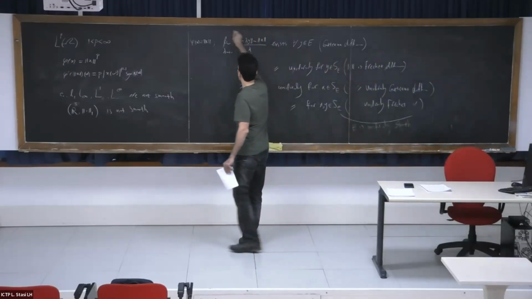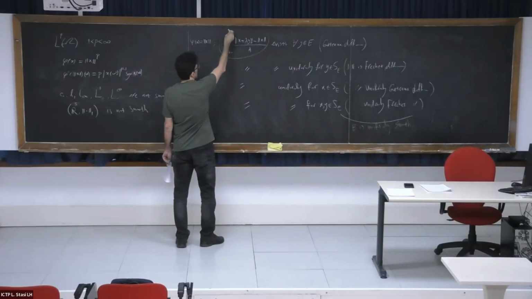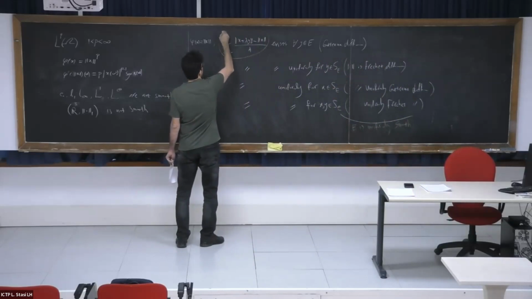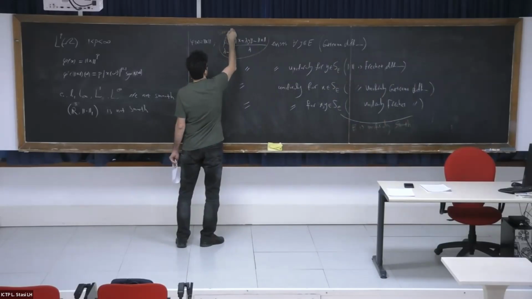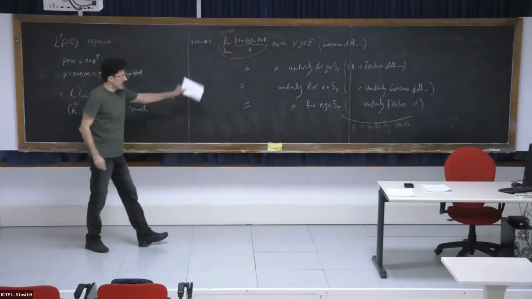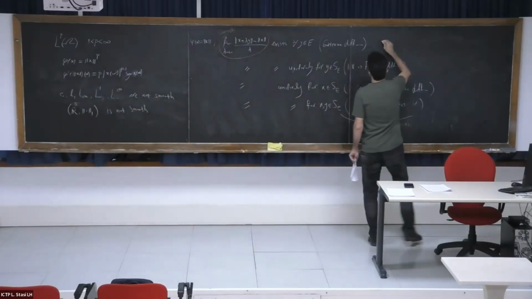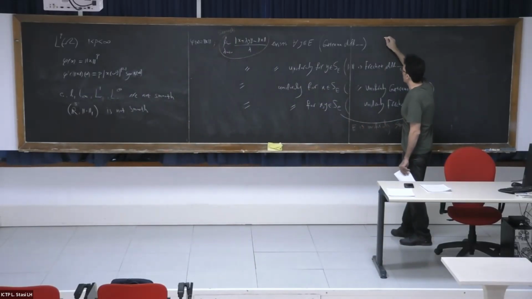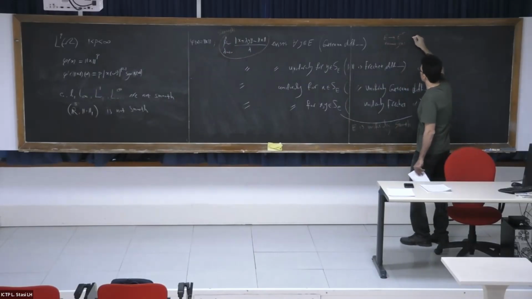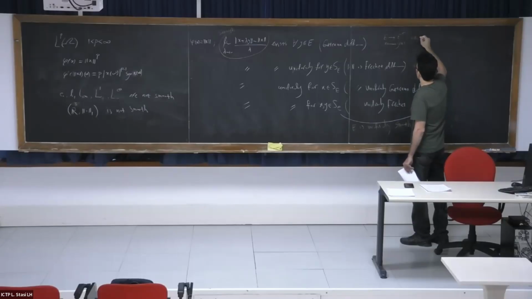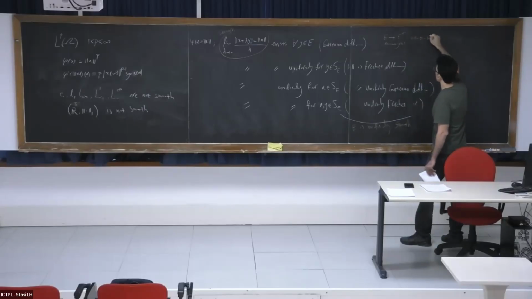We know that the first one is equivalent to saying that the space E is smooth. And we know that for the first one, this mapping from E to E star is norm to weak star continuous.